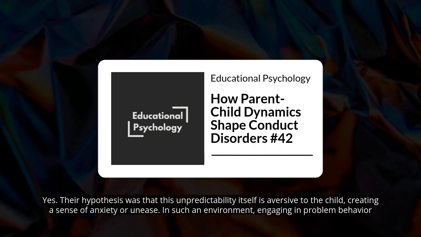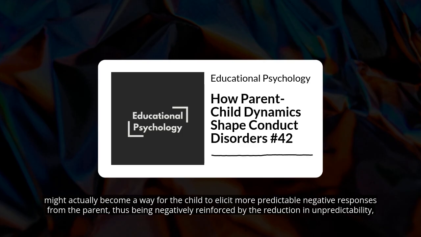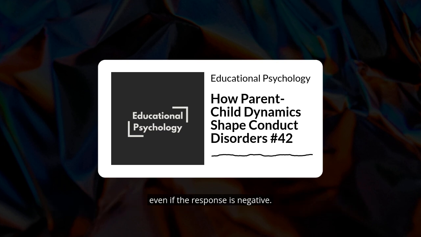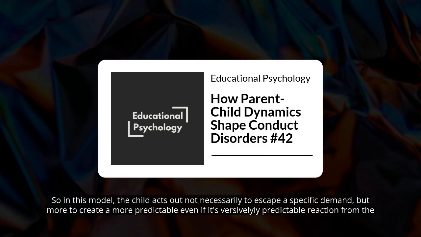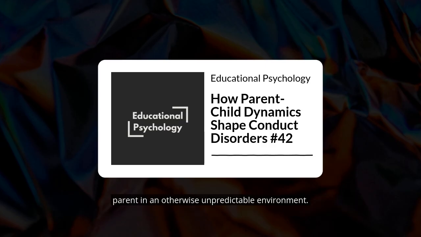In such an environment, engaging in problem behavior might actually become a way for the child to elicit more predictable negative responses from the parent, thus being negatively reinforced by the reduction in unpredictability, even if the response is negative. So in this model, the child acts out, not necessarily to escape a specific demand, but more to create a more predictable, even if it's aversively predictable, reaction from the parent in an otherwise unpredictable environment.